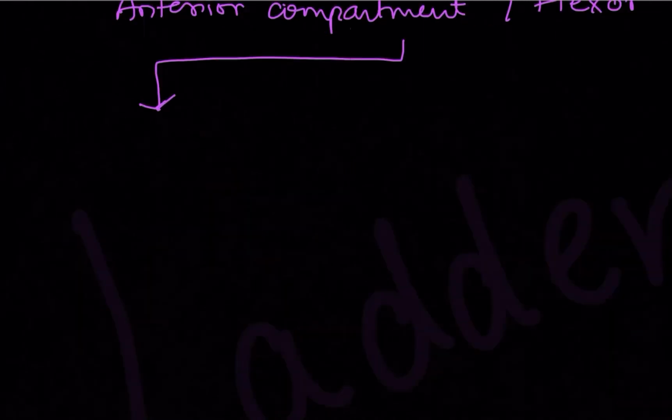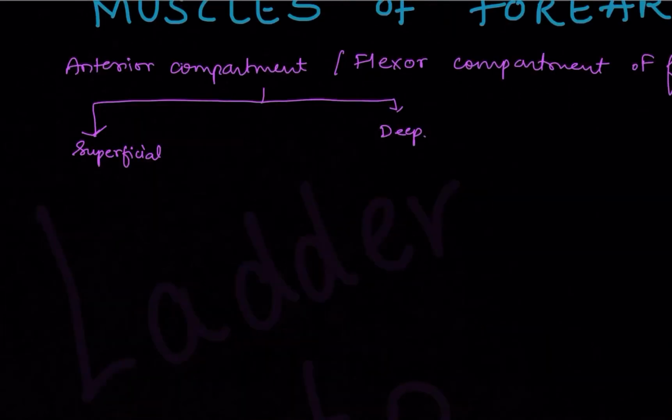it comprises superficial muscles and deep muscles. Now, how many superficials are there? There are 5 superficials. How many deep? There are 3 deep muscles. So how many in total? 8 muscles.